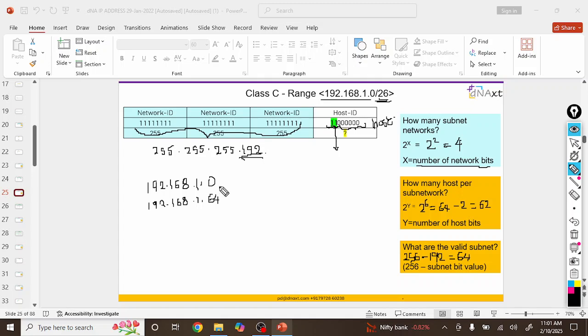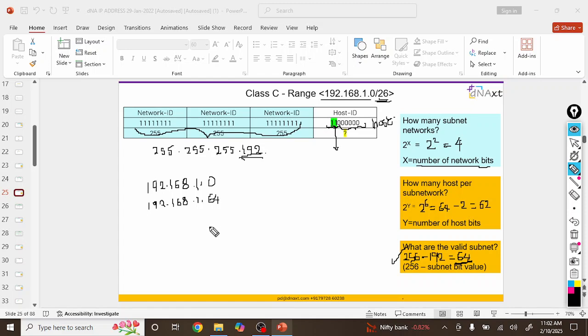Increment will be in the fourth octet only. Why? Because we have borrowed the bits in the fourth octet. We do the increment in that octet from where we have borrowed the bit, and the amount of increment is calculated by using the formula 256 minus subnet bit value, that comes out to 64 in this case. So the increment is of 64 in the fourth octet.